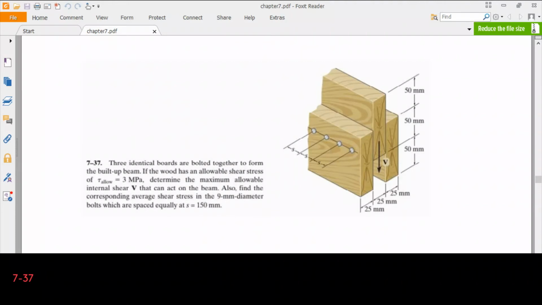to 150 millimeters. Okay, so we have a cross section which is non-symmetric with respect to the horizontal axis. So we are asked for the maximum force, allowable shear stress is given, and then we are asked for the average shear stress in the bolts.